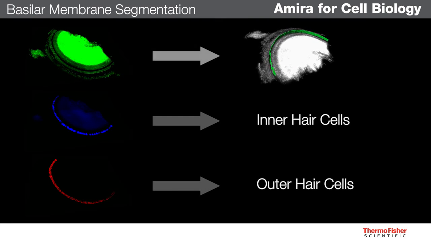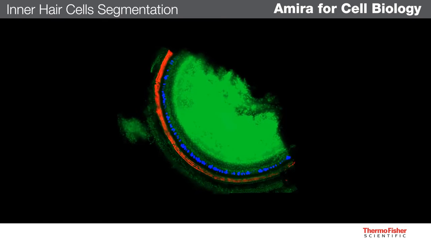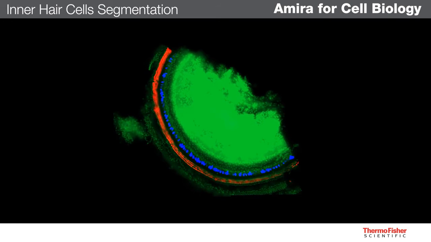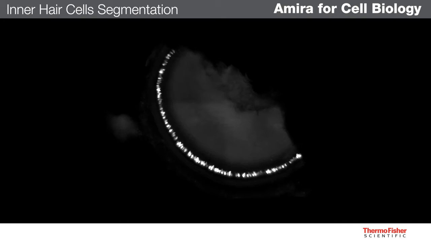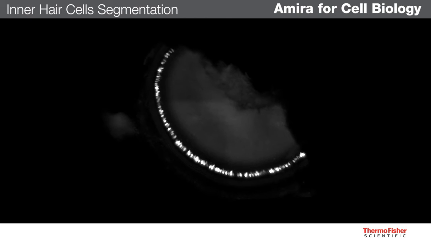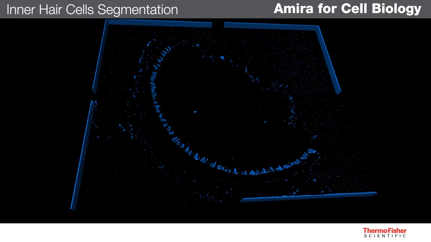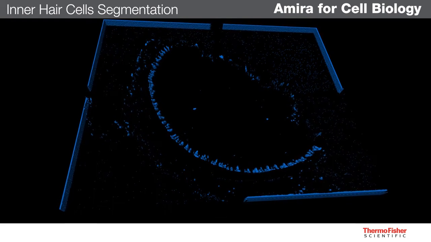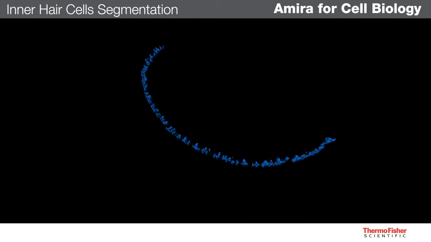Next, we can use the blue channel to segment the inner hair cells. The large inner hair cells are simple enough to segment with a threshold. There is some background signal, however, so we must use a thresholding tool that automatically determines a local threshold for each cell. We can clean up any over-segmentation using a mask generated from the maximum intensity projection of this channel.